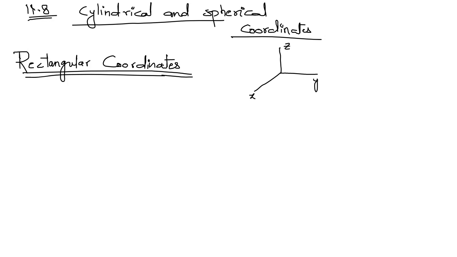For example, this is the point, any point, and this is the y-axis, this is the x-axis, and z is z. So the point is x, y, and z. So the rectangular coordinates can be written as P(x, y, z). This is the rectangular coordinate.